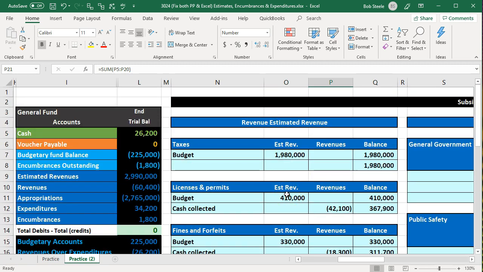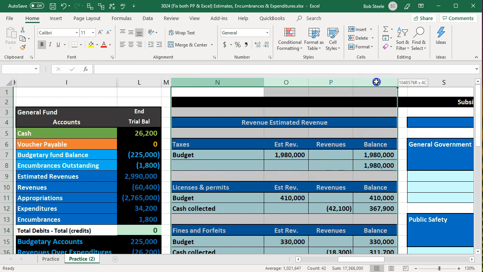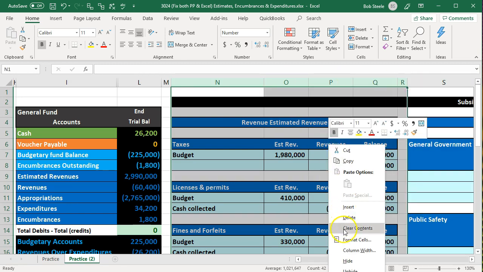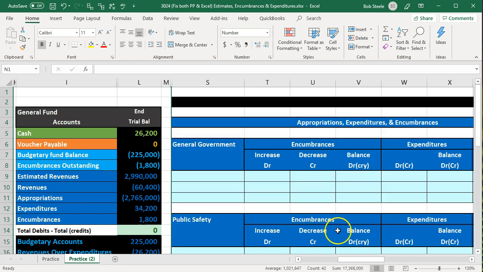Let's do the same kind of thing for the more expense related accounts, which includes the appropriations, the expenditures, and encumbrances. To do that, we're going to hide some cells. So I'm going to put my cursor on N. You see the drop down such as this, left click, drag over to R, let go, right click on the selected area, hide.